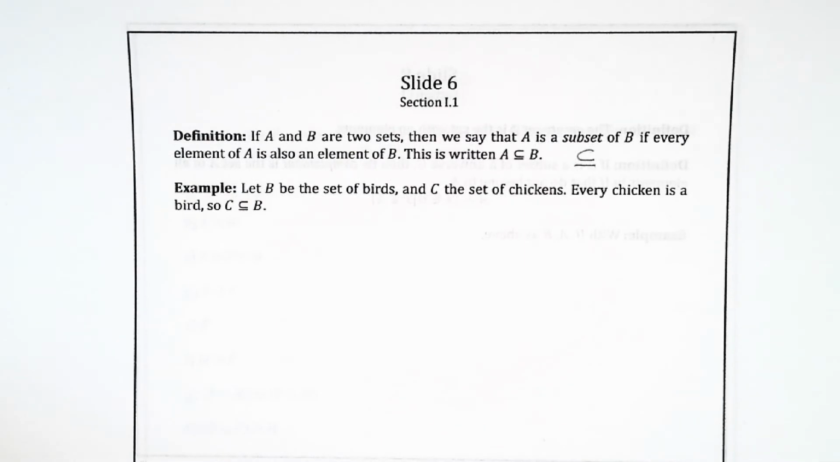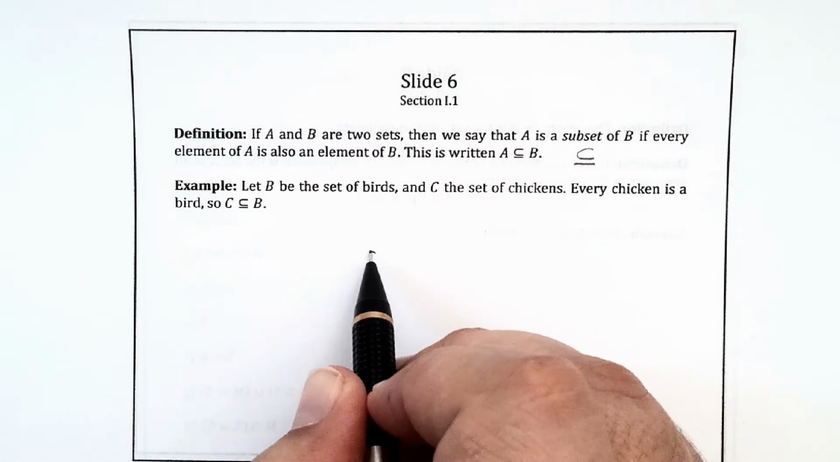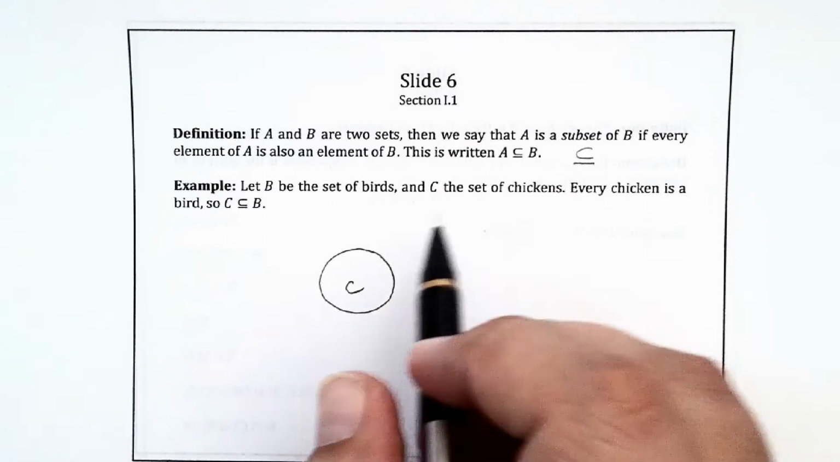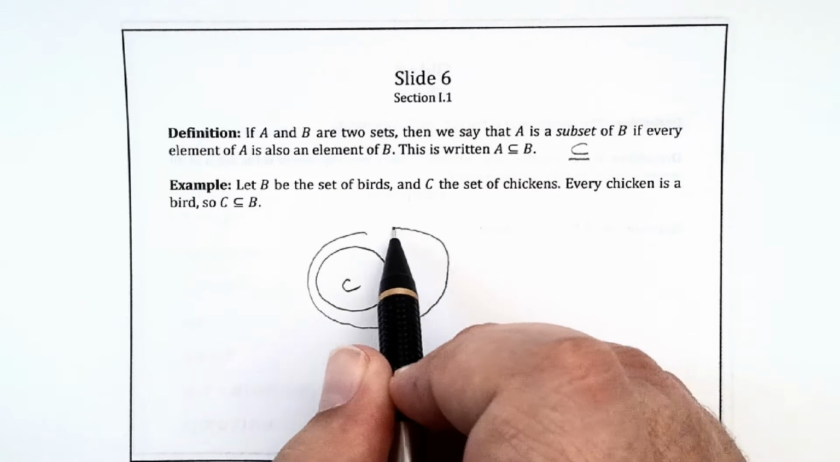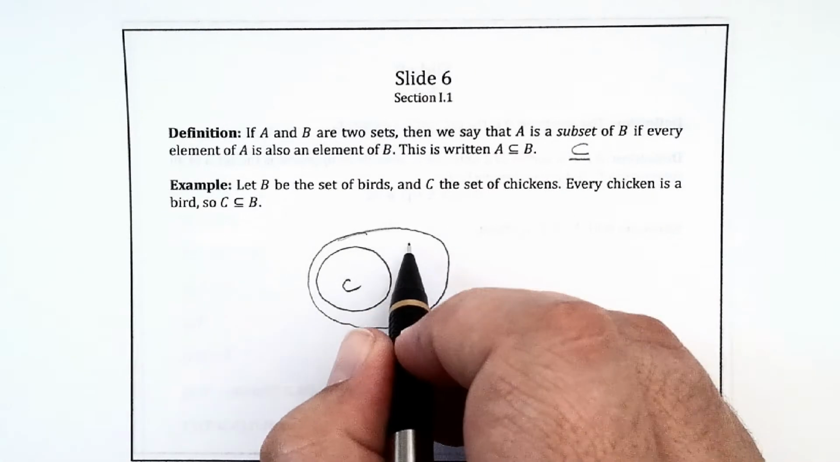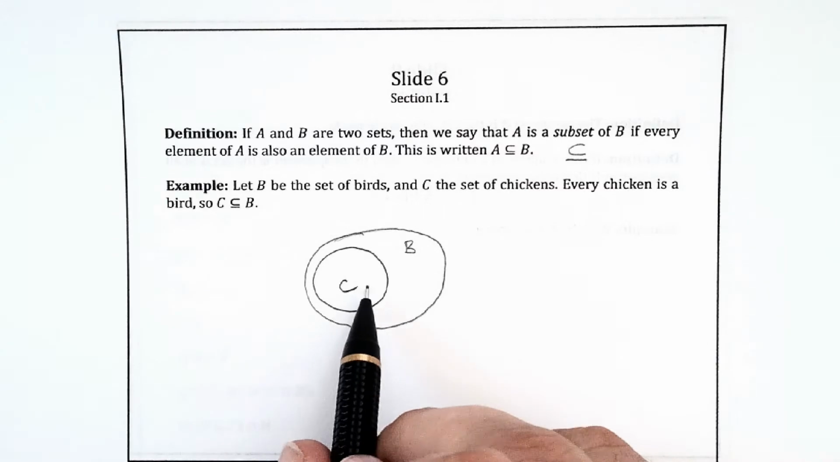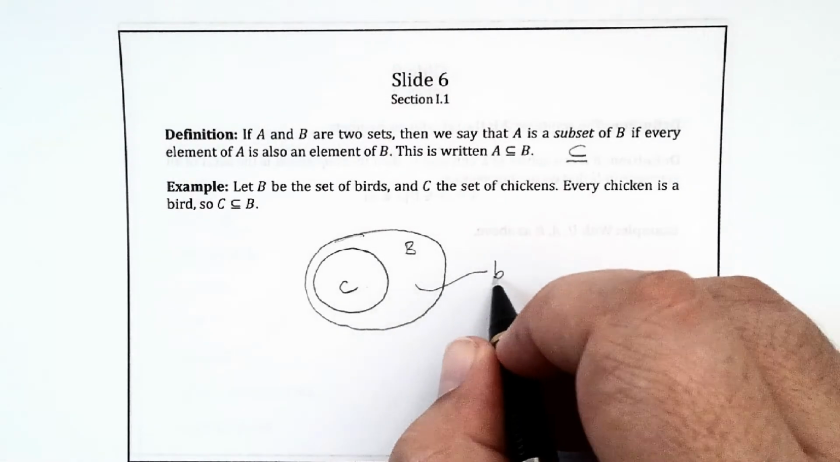So for example, let's let B be the set of birds and let C be the set of chickens. Every chicken is a bird, so C is a subset of B. You could illustrate this with a Venn diagram as follows. Here's our set of chickens, and then containing that, but also potentially other things, we have B, the set of all the birds. So within B, you've got the chickens, but this little region here would correspond to the birds that are not chickens.